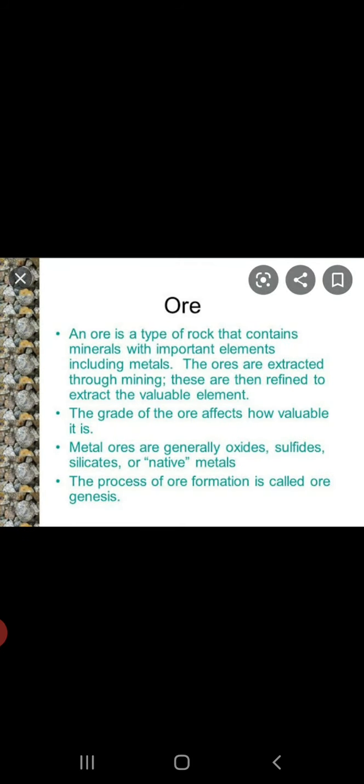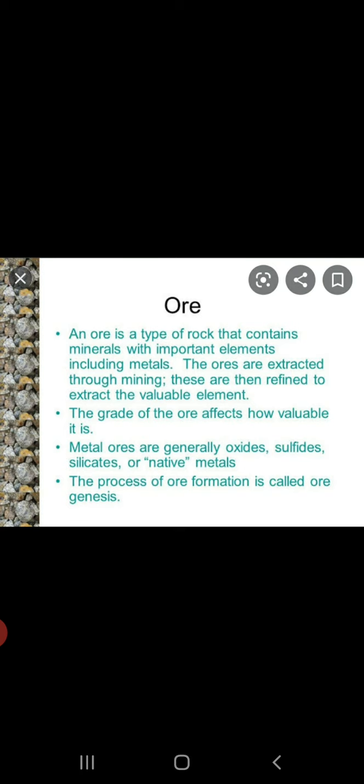Now what are ores, children? O-R-E-S. What do we understand by this word? Ores are actually the rocks in which the elements or the minerals are present with the metals. From the ores, the metals are extracted through mining, and then they are refined to extract the valuable element. Okay? So certain metals are extracted from their ores using the electrolysis process.